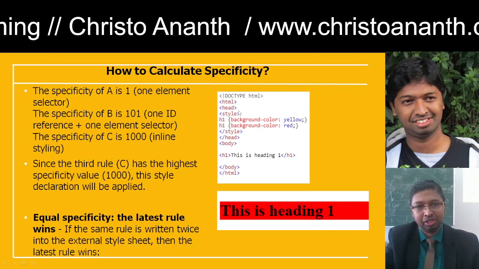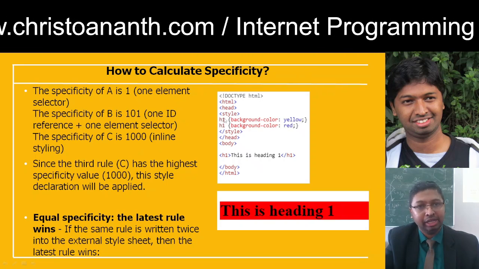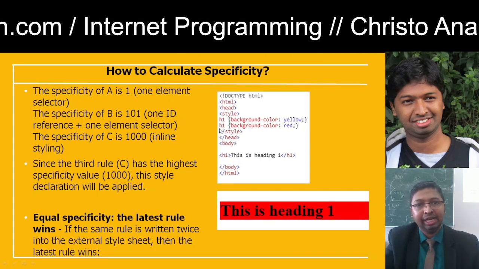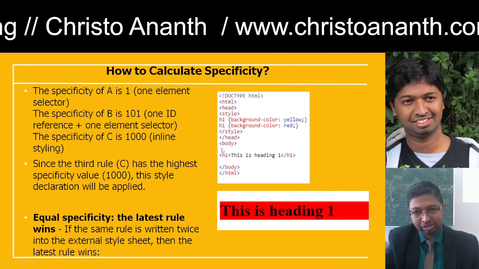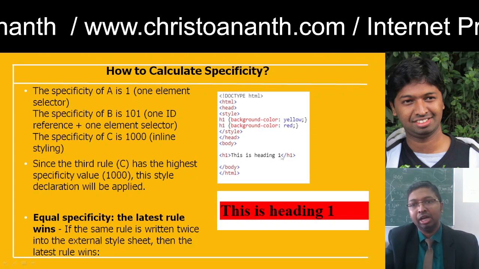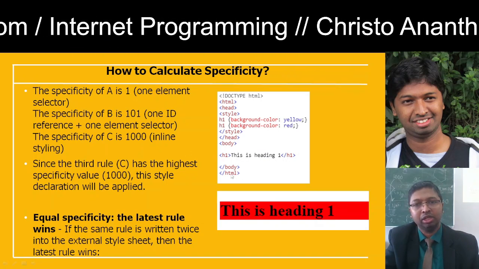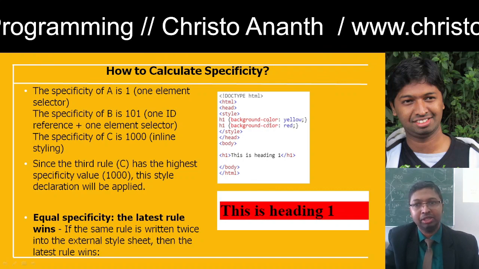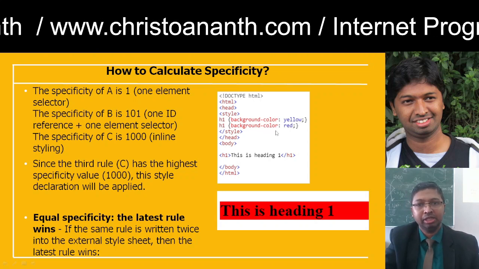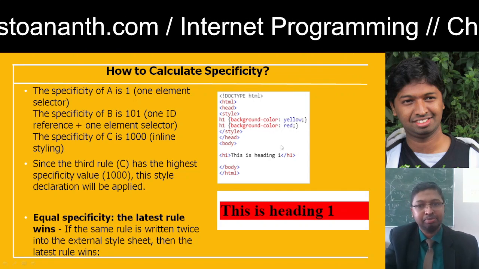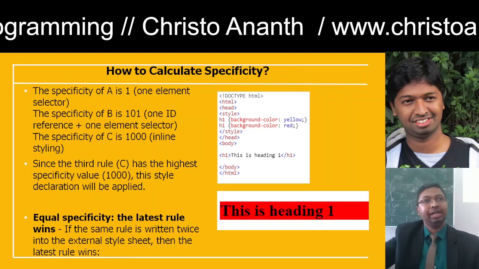So for example, here you can see doctype html, html, head, style, h1 background color yellow, h1 background color red, close the style, close the head, start the body with h1, this is heading 1, close the heading 1, close the body, and close the html. Here h1 background color yellow, h1 background color red, so this red is given the highest priority, and that is the reason in the output this heading 1 has a red background.